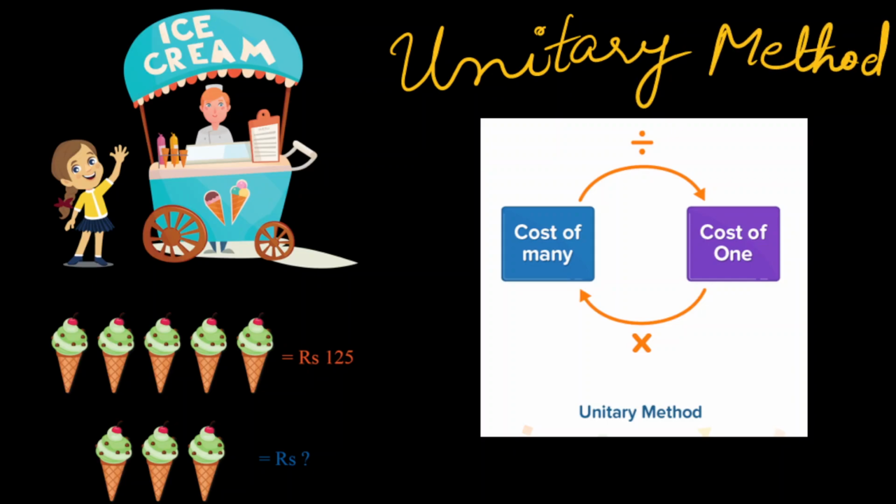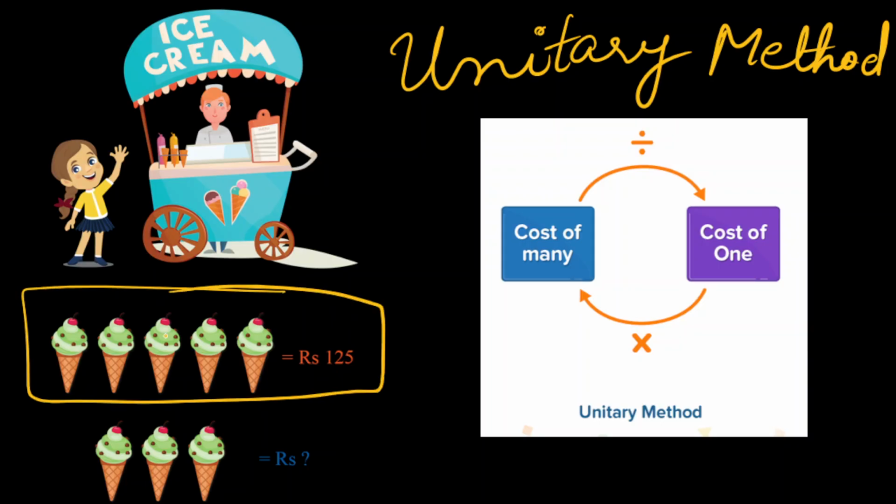What basically do we do in unitary method? We know the cost of more things. Some number of cost we know, as with the example I will explain here. Cost of 5 ice creams here we know, that is 125. So cost of 5 ice creams is 125. And what we have to do? We have to find the cost of 3 ice creams. So the cost of 5 is given to us, the cost of 3 we have to find.